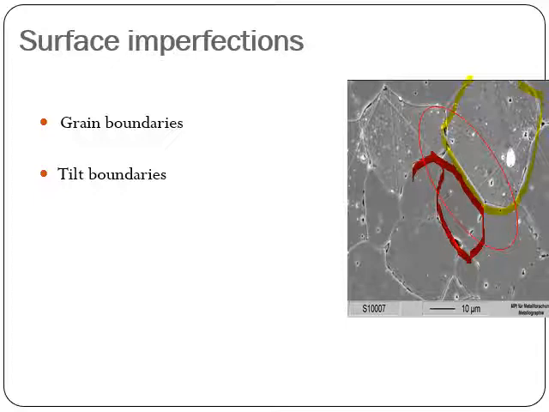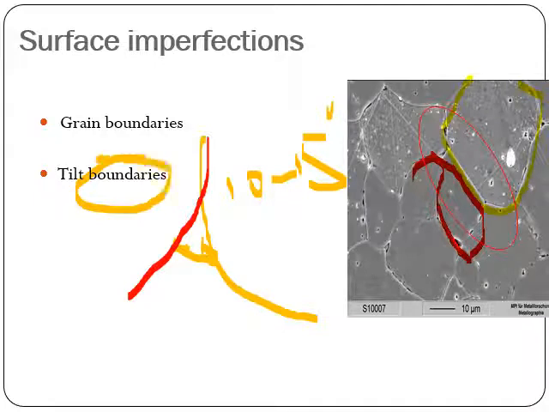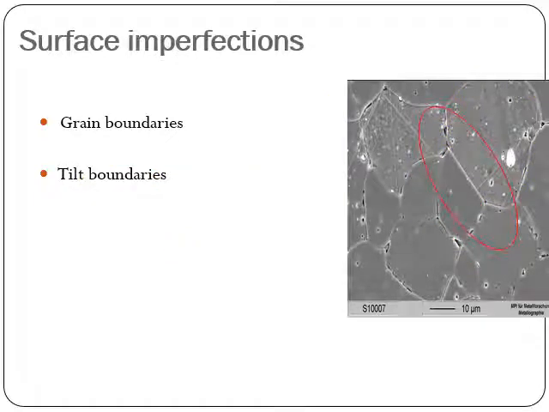A tilt boundary is something like this: one boundary is like this and one more boundary is like this. If the angle between these grain boundaries is less than 10 to 15 degrees, that is what we call a tilt boundary. So tilt boundaries are the regions where the angle between two grain boundaries is less than 10 to 15 degrees.